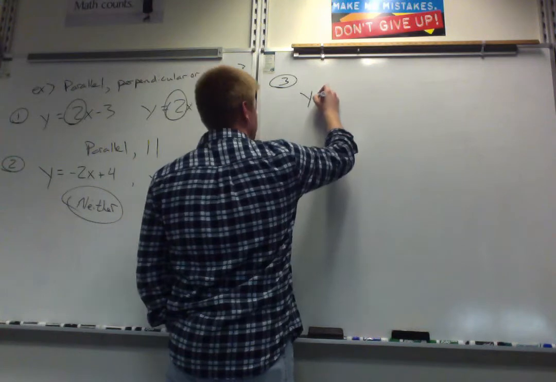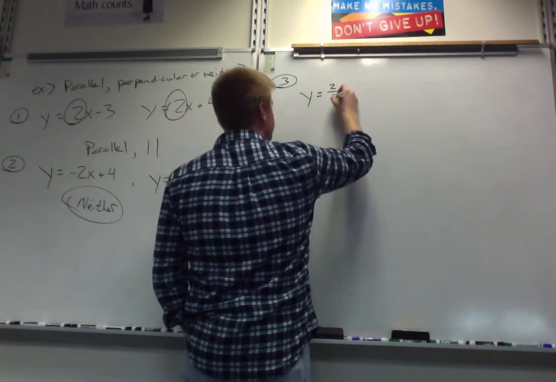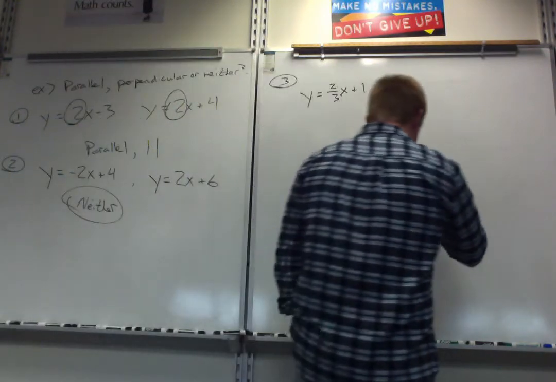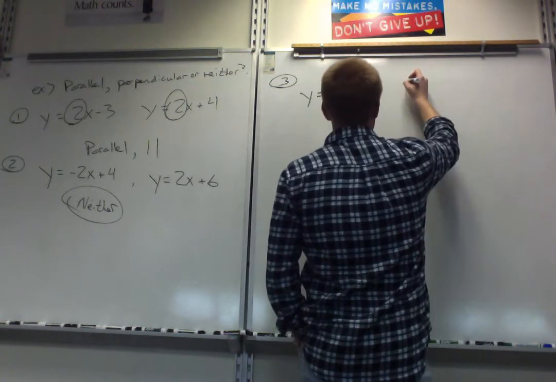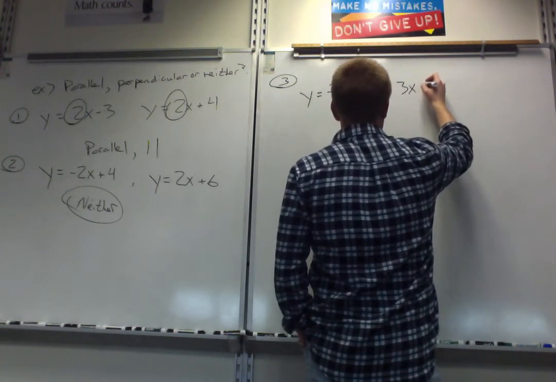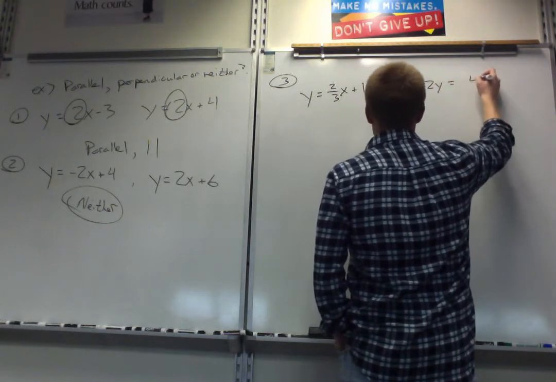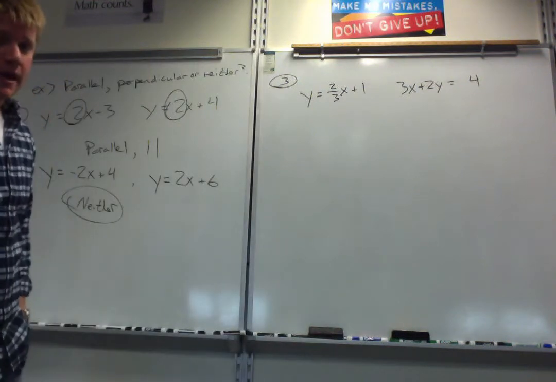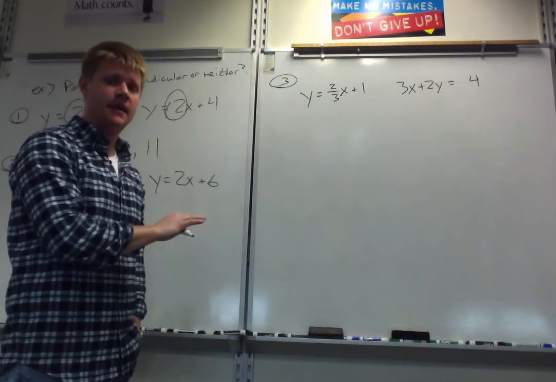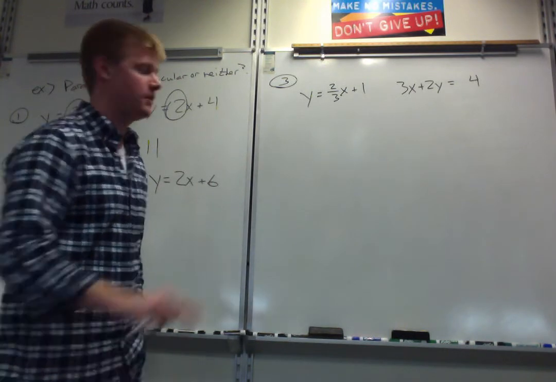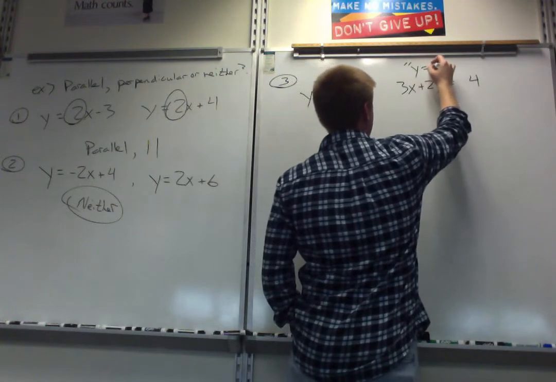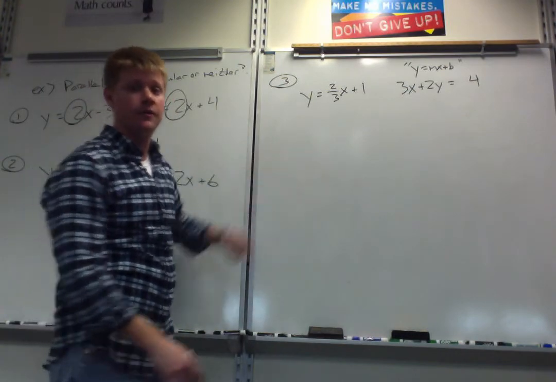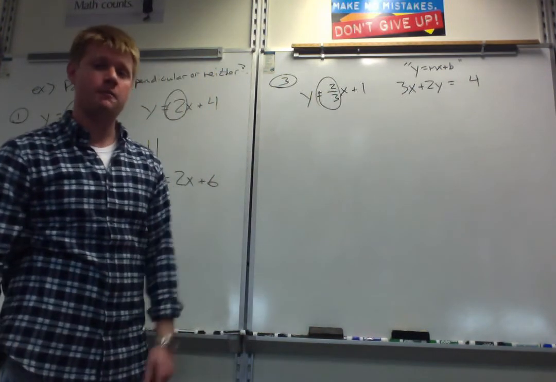Y is equal to 2/3 x plus 1 will be our first line. And then the other line will be 3x plus 2y equals 4. Okay. Now, before, it was a very quick determining step here. Hopefully you recognize I cannot say yet whether these lines are parallel, perpendicular, or neither until I get slope-intercept form here for the second line. First one's good to go. I know that the slope is 2/3. That's all I care about from that equation.